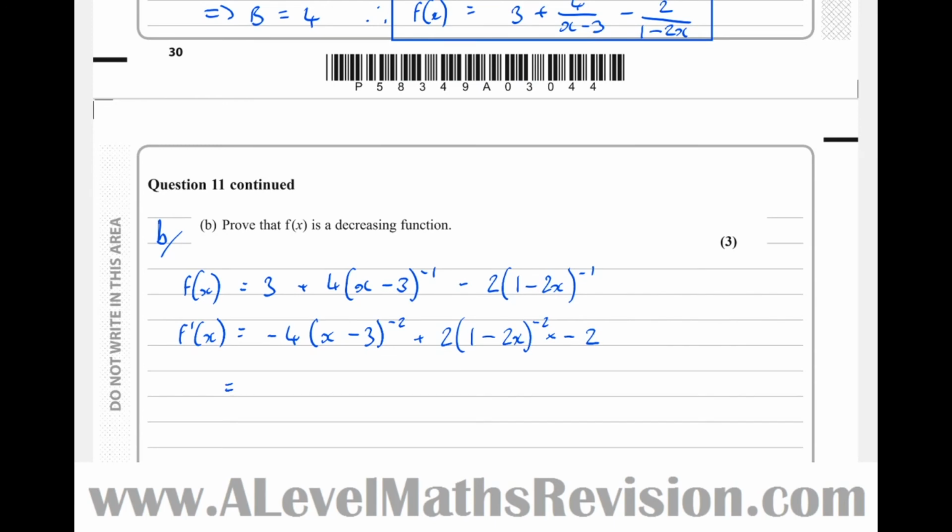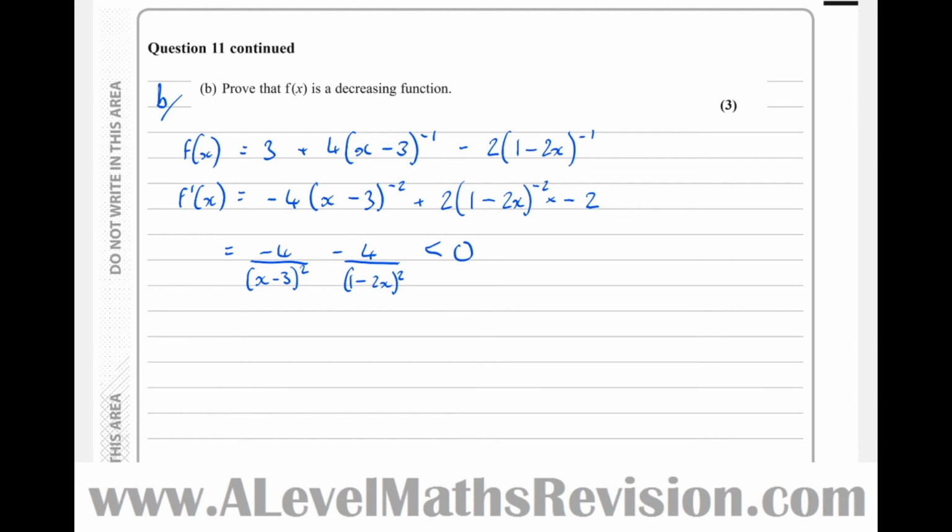So that's equal to, and let's write this line back in non-negative index format now. So we've got minus 4 over x minus 3 squared. Then minus 2 times 2 is take 4 over 1 minus 2x squared, which is clearly less than 0, but we should explain why.